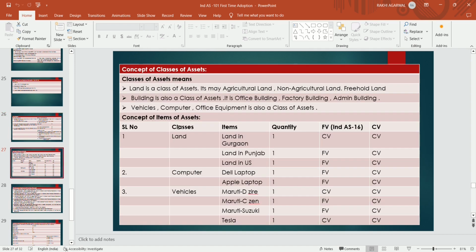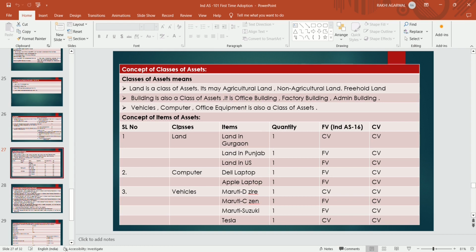Concept of classes of assets: what is the concept of classes of assets? Class of asset means land itself is a class of asset, building is a class of asset, vehicle is a class of asset, computer is a class of asset, office equipment is a class of asset. On land there are items: the land in Gurgaon, land in Punjab, land in US. These are the items available in the class of assets.